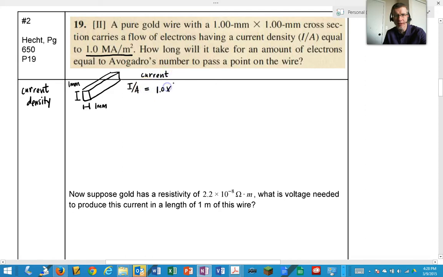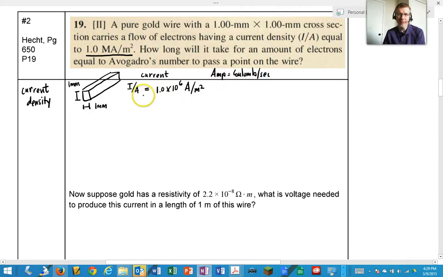1.0 times 10 to the 6th. That's mega. Double check here because Mr. Weisfeld messed up here. 1.0 times 10 to the 6th mega amps, which is coulombs per second per meter squared. So 1.0 times 10 to the 6 amps per meter squared. But remember, an amp is a coulomb per second. We'll need that for the next part of this question.